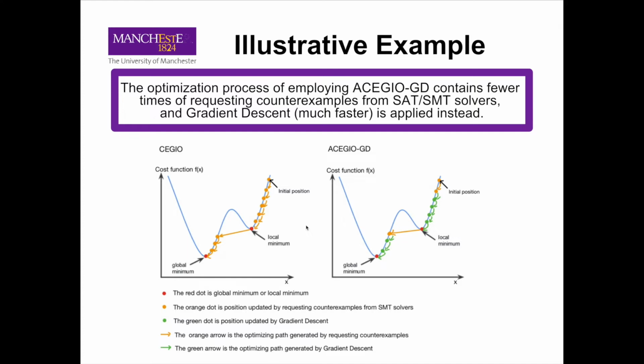At this moment, a counterexample is employed again to generate a smaller cost function value, and gradient descent is applied to update the optimal candidate until the global minimum. The optimization process of employing ACGL contains fewer requests for counterexamples, and gradient descent, which is much faster, is applied instead. This is why ACGL is more efficient than CGL.